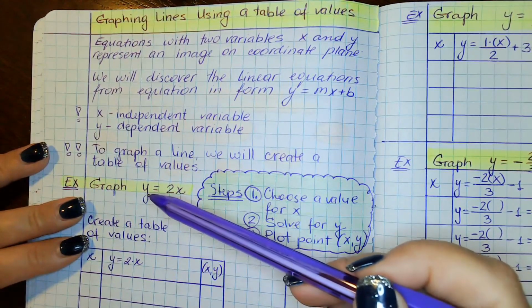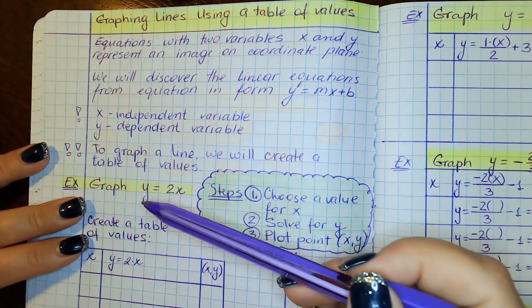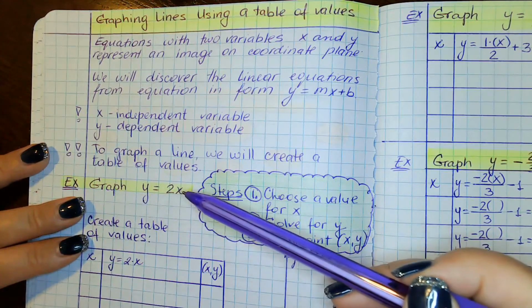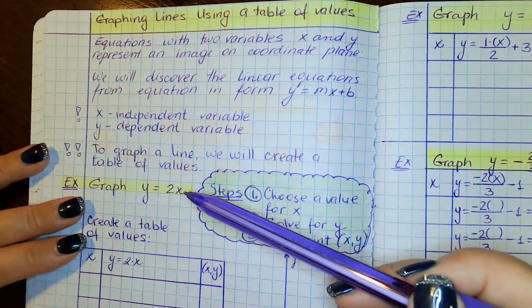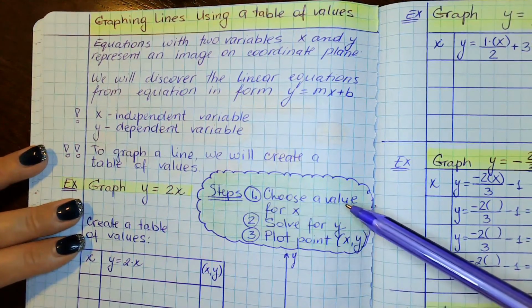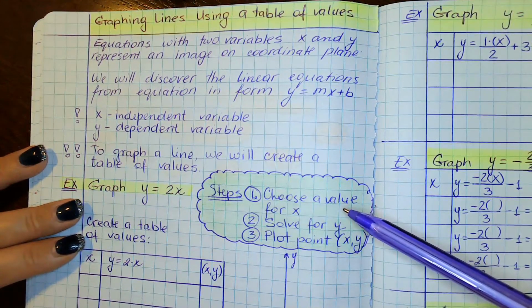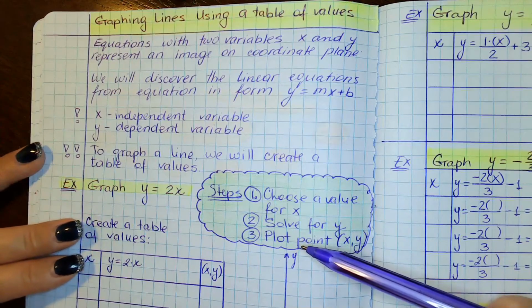For example, I have a simple equation to start with, y equals 2x. So every y value will be 2 times the x value. Every y value is twice the x value. Where do the values come from? So we are going to use a few steps here. Choose a value for x and solve for y, and then we'll plot the points.